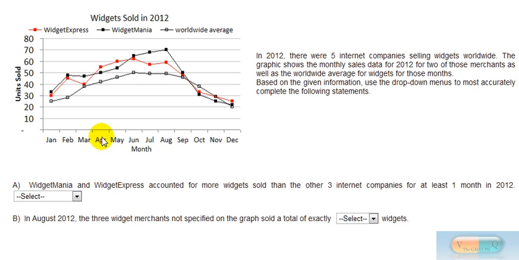Well, to test it out, just pick one month where the numbers are kind of easy to work with. So for example, with August, there's 50 is the worldwide average. One of them got 60, other guy at 70. All right, so the worldwide average is 50. If there were 5 total internet companies, the total amount is 50 times 5. That's 250. Now the question is, well, these 2 guys combined, do they make up more than half of that 250? Well, 250 divided by 2 is 125. So you just need these to add up to more than 125.